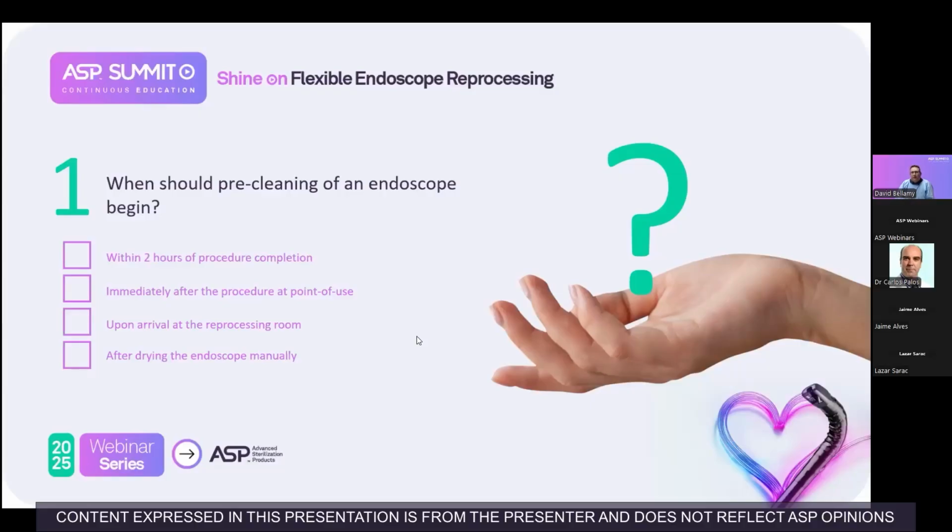With the results, as you can see, 89% of us either think that we should do it immediately after the procedure at point of use, or we already are doing. And then there are some other ones where we have that do it within 2 hours or upon arrival at the reprocessing room. So getting into it, let's get started.